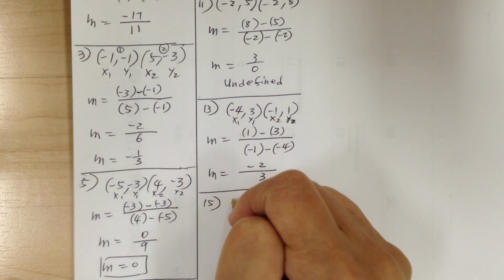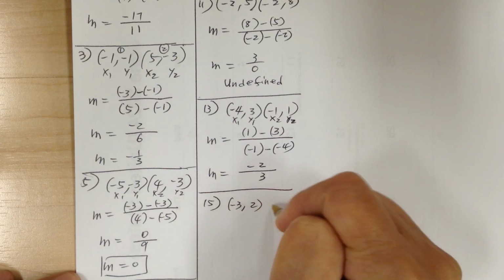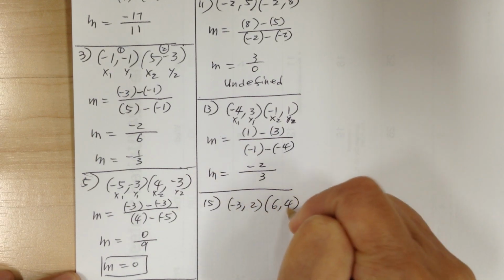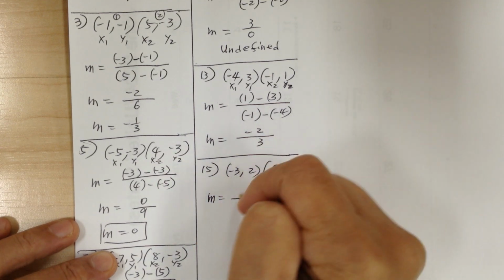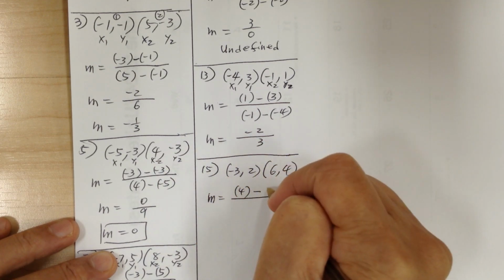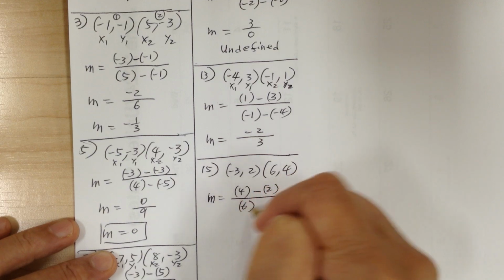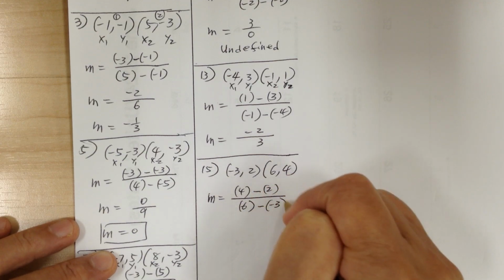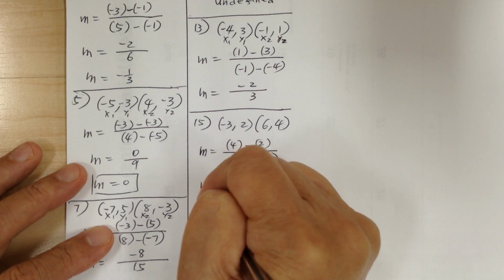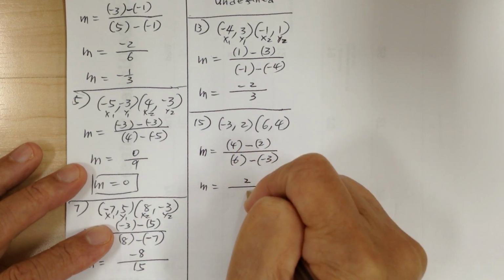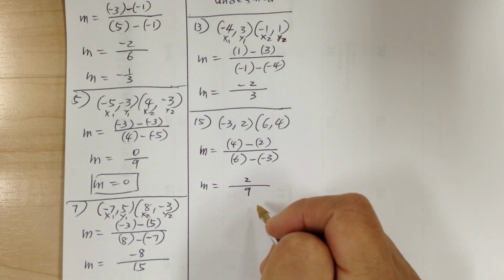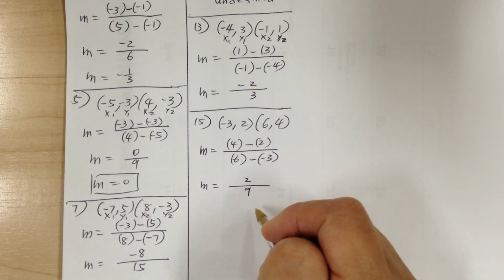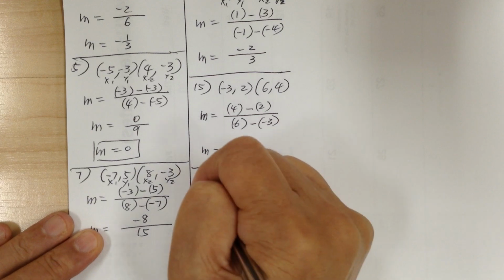Number 15, you have (-3, 2) and (6, 4). So slope equals y2 minus y1 over x2 minus x1. So slope equals 2 over 9. And that's number 15.